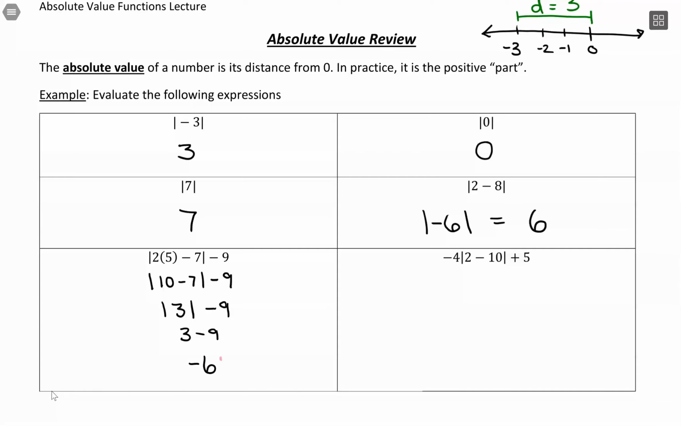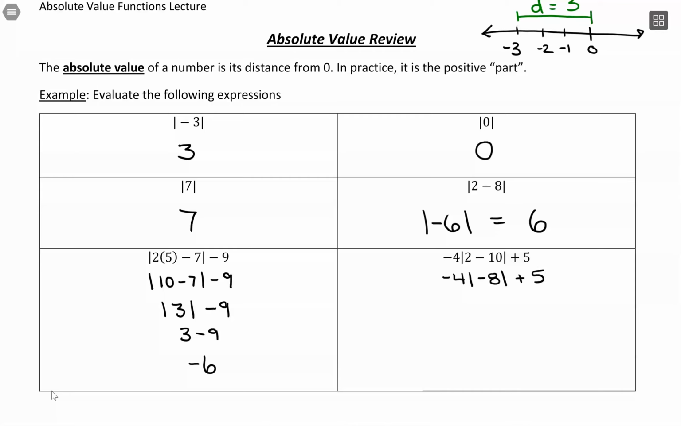And sometimes students get uncomfortable with the fact that we get a negative number out when there's an absolute value involved. But notice that this calculation occurred once we were done with the absolute value. So we simplified to a 3, and then it's the operations outside of that that cause the negative number, and that's totally okay.